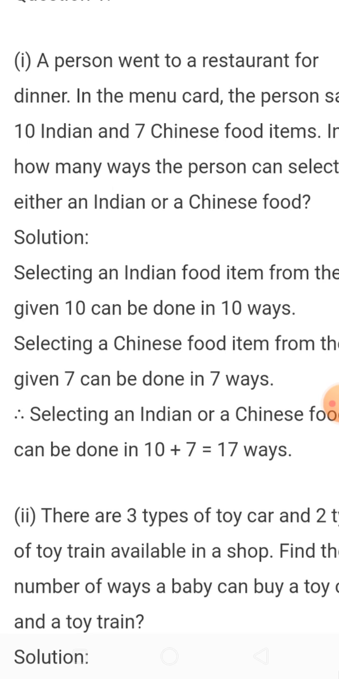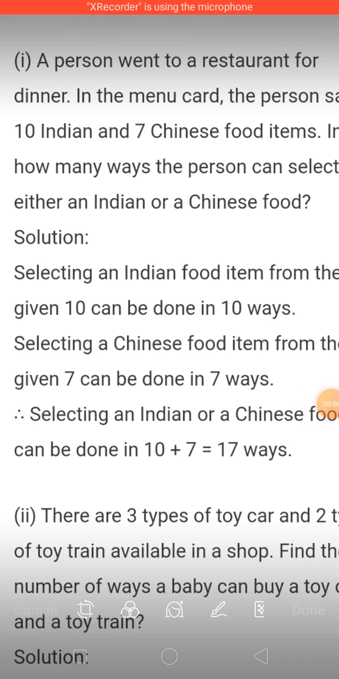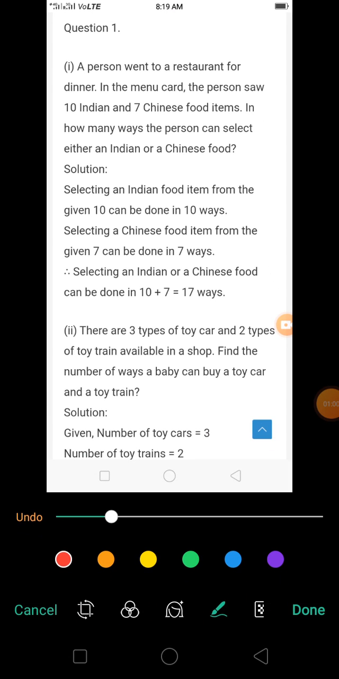Okay, so either an Indian or Chinese food. So this line is very important, and in this line that OR word is very important. OR means what? OR means you need to add it. You need to add the values. So OR means you need to add the values.